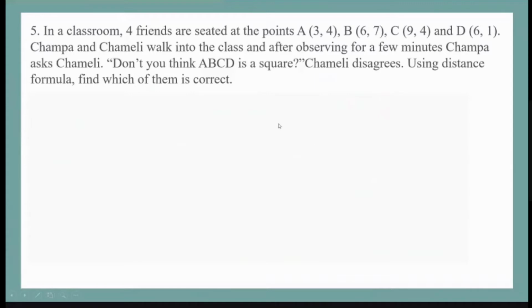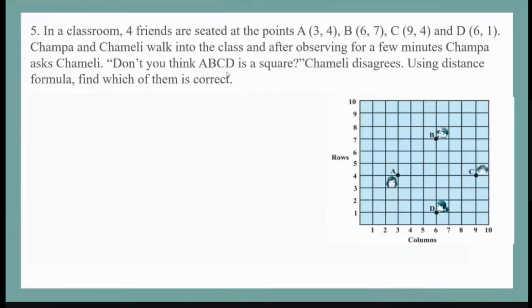Fifth question. In a classroom, 4 friends are seated at the points A (3, 4), B (6, 4), C (9, 4), and D (6, 1). So these are the coordinates of the 4 points A, B, C, and D. Now, Champa asks Chameli, do you think ABCD is a square? Chameli disagrees. Using the distance formula, find which of them is correct.